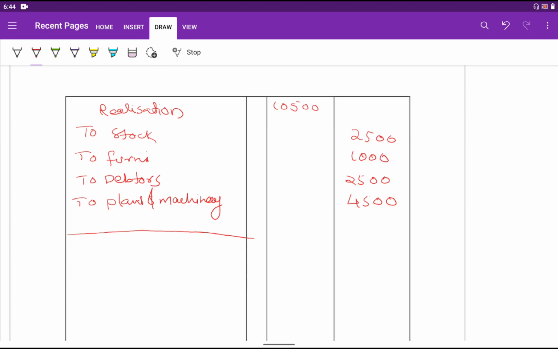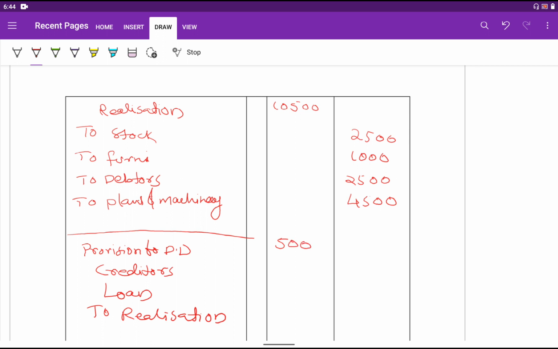Okay, so next one is all the liability transfer. What is the journal entry? Liability is coming in credit side of realization, so we will debit that. So provision for doubtful debt, creditors, loan to realization. What is the amount? Total: provision for doubtful debt is 500, creditors is 2000, loan is 5000, total 7500 to realization account. Write the narration also.